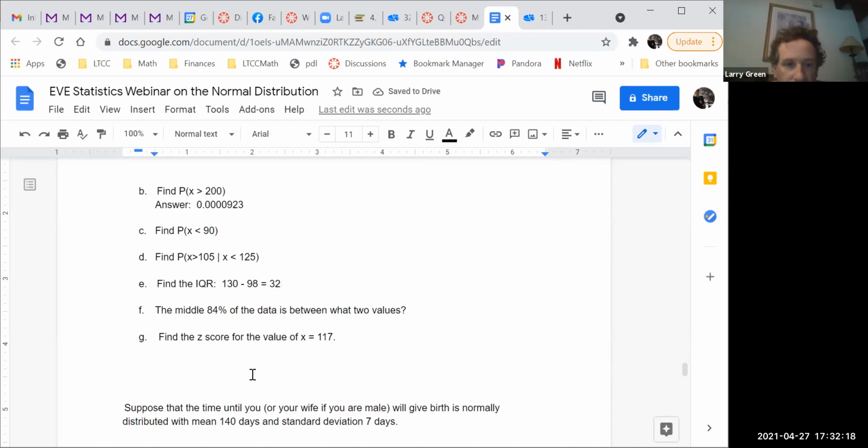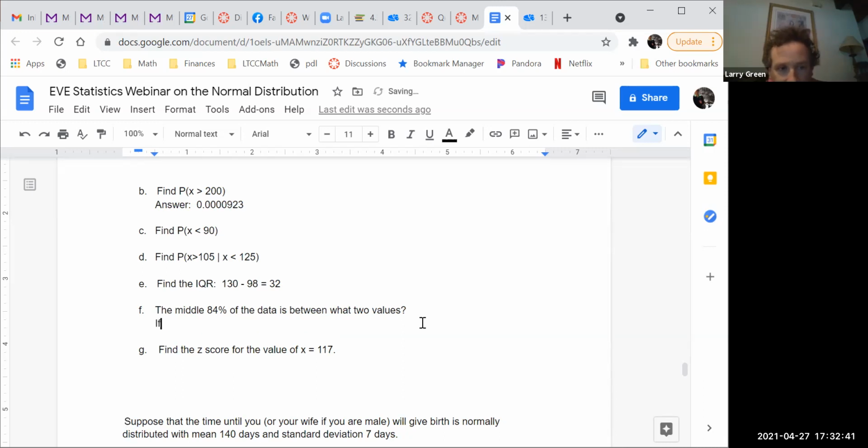Any questions on that? Okay, let's do F, and then we'll move to the application. So find the middle 84% of the data is between what two values? So the idea is in the empirical rule problem, we had to do that thinking. So let's write down the reasoning. If 84% is in between, how much is to the left? Or, if 84% is inside, how much is outside? Let's do it that way first.